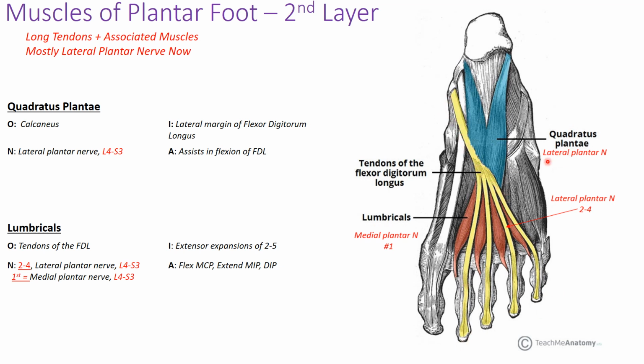The quadratus plantae is going to assist the flexor digitorum longus in its action. So it's going to help to pull on this tendon to cause flexion of these digits.